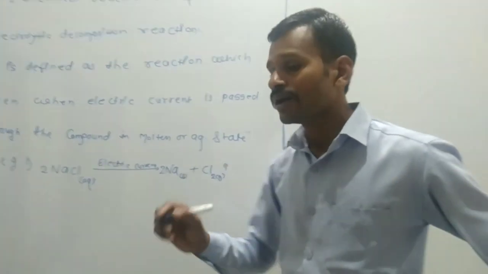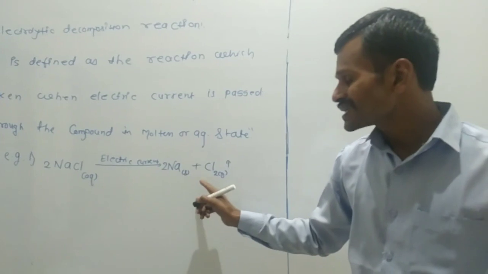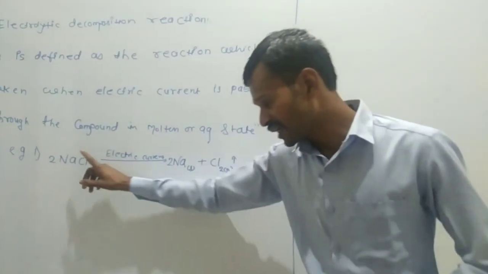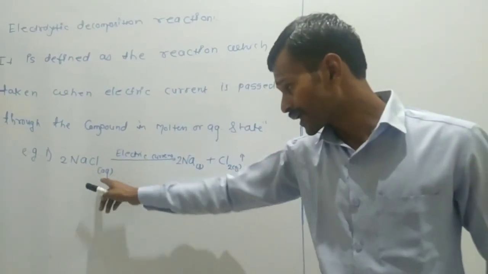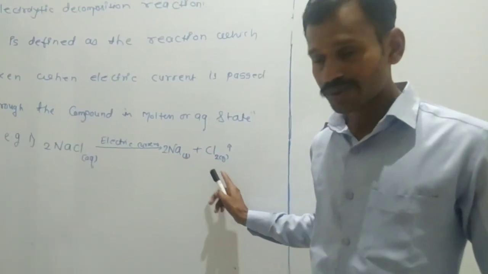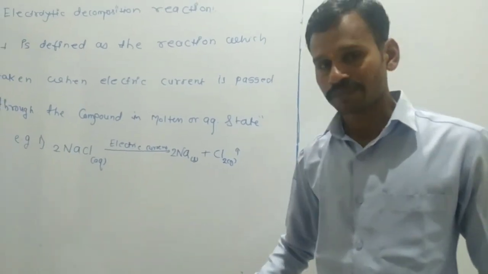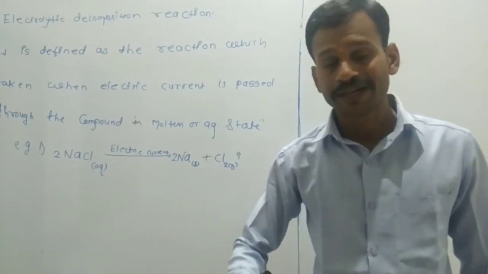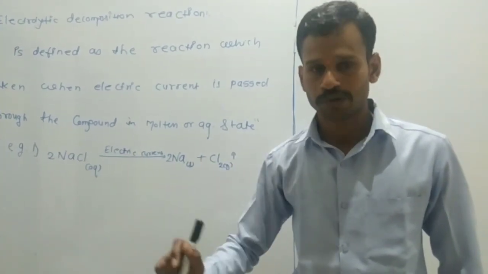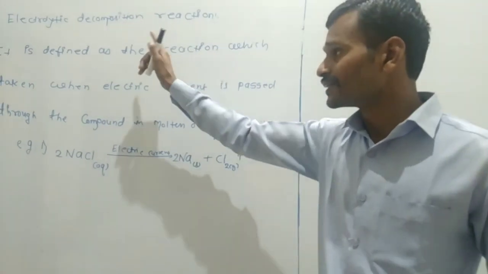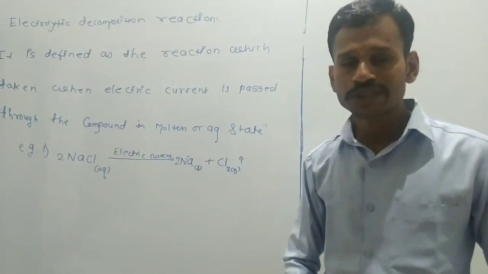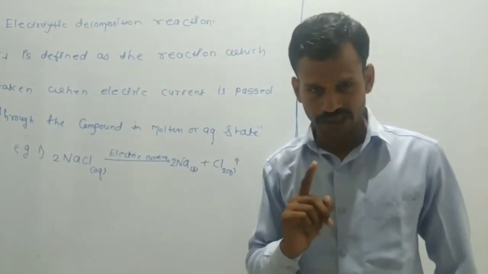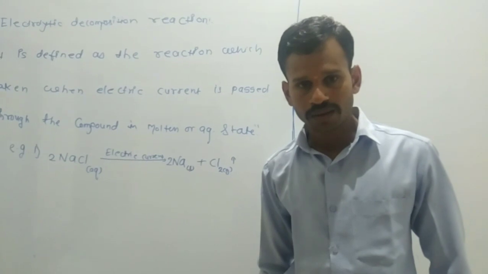In this example, we can simply say that a decomposition reaction takes place, that is, breaking of a single reactant into two products. That's why it is a decomposition reaction. And this reaction takes place because of the electric current passed through the sodium chloride. So that's why the name of this type of decomposition reaction is the electrolytic decomposition reaction. It is the first example.